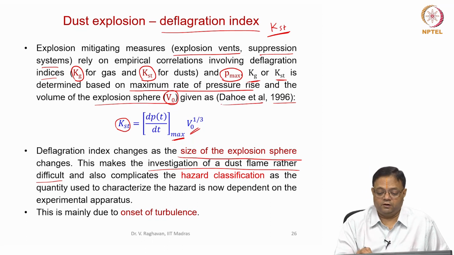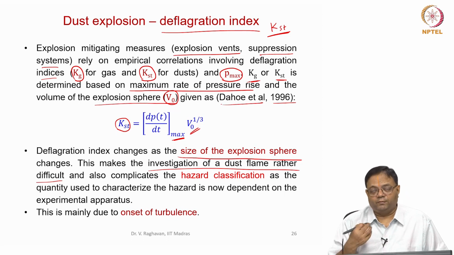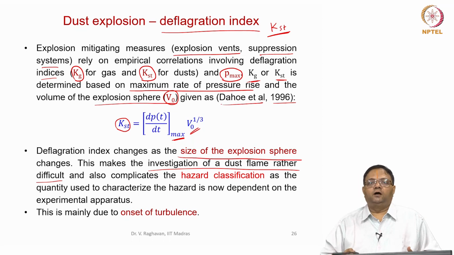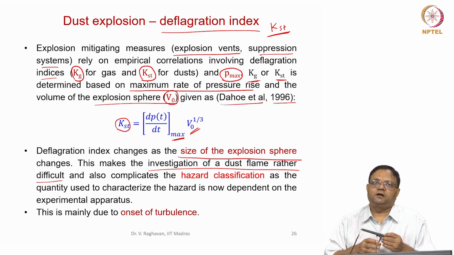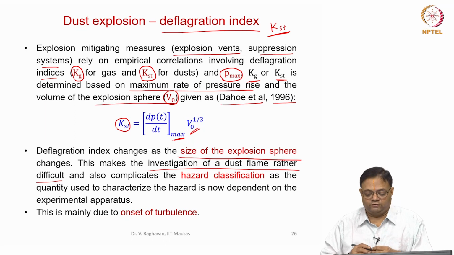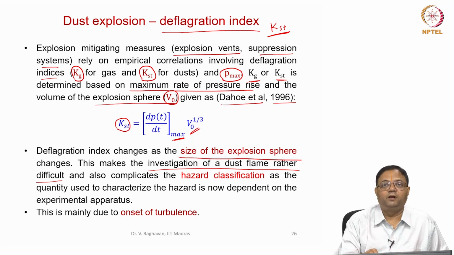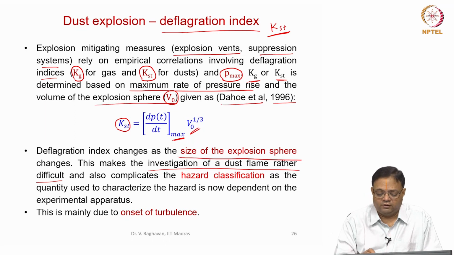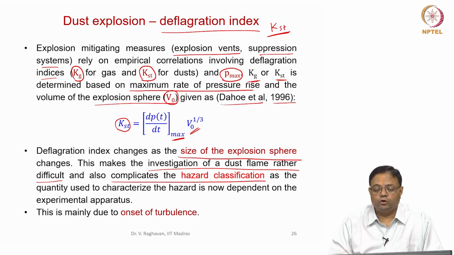In another situation, the dP by dt can be higher, but volume can be low. In that case also, KST will not be very high. In some cases, there will be huge volume as well as high concentration of dust, and reactivity of the dust is also high. In that case, KST will be large. So we can see that several situations can occur. So it is slightly complicated to do the hazard classification. That is a problem here.